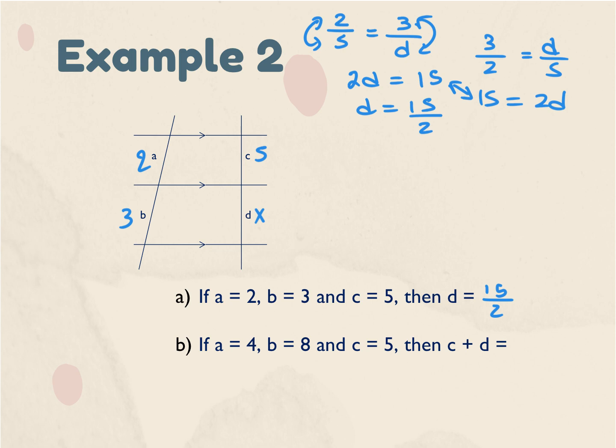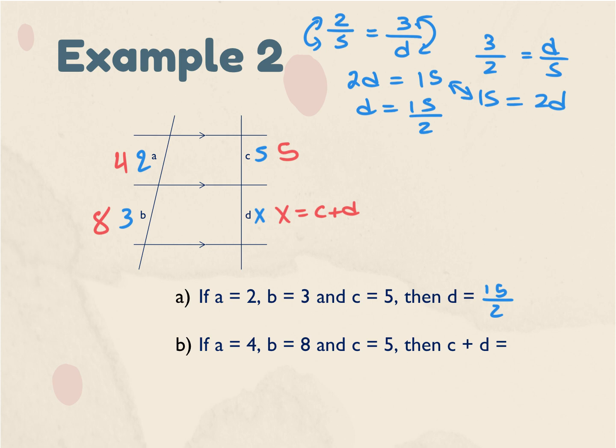Now, for B, we have, if A is 4, so I'm just going to do it in red, different colors, B is 8, C is 5 again. They want us to know what C plus D is. Now, in order for you to do C plus D, we first have to solve for D. And then we're going to do, so X is going to be C plus D. We can solve for X and then plug in C and solve, and then we'll find what C plus D is.